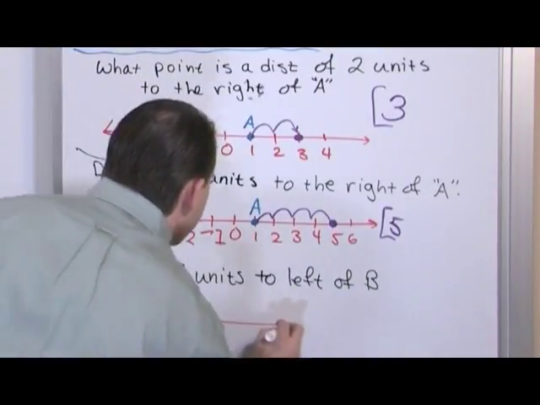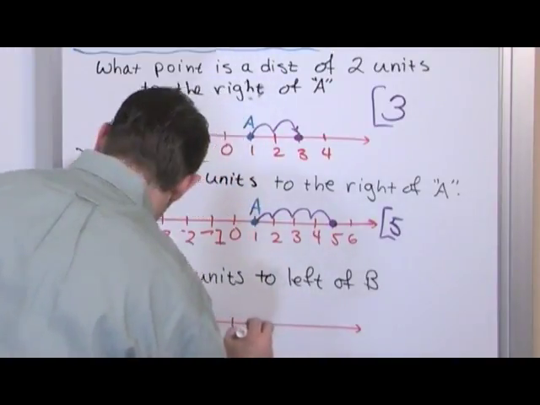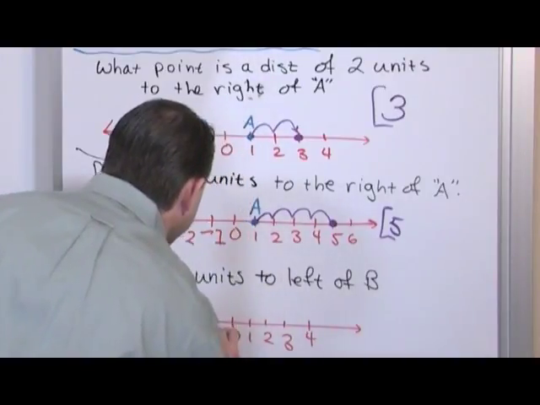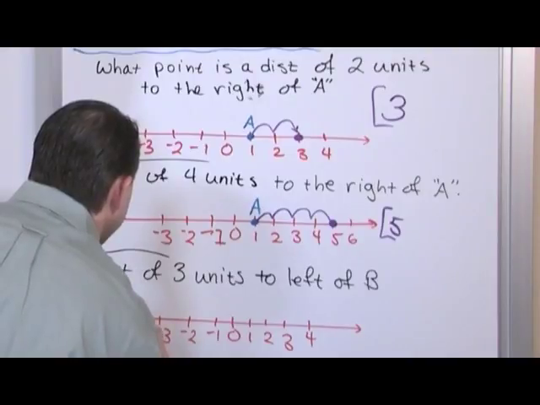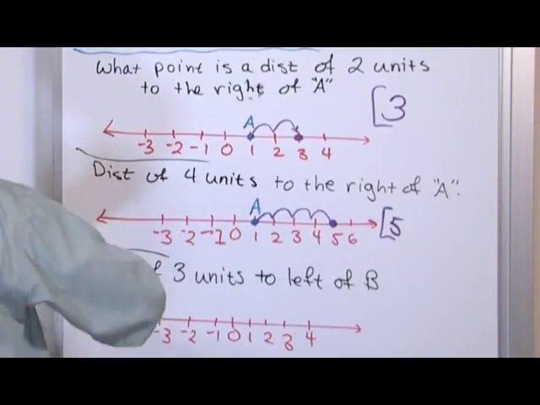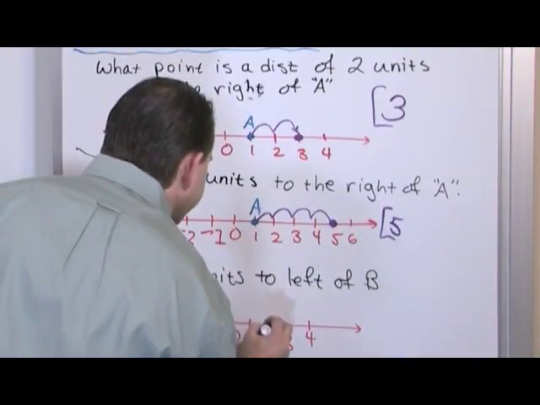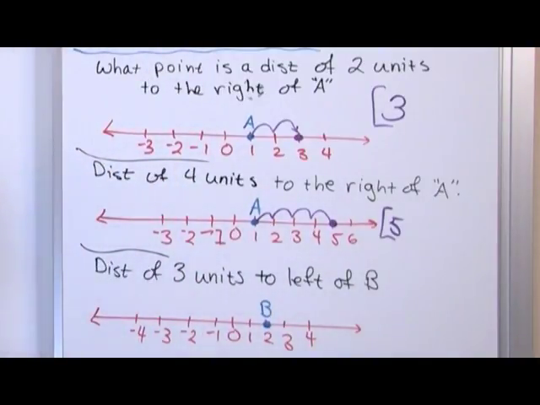Let's say we had a number line given to you on a test. This is 0, 1, 2, 3, 4, negative 1, negative 2, negative 3, negative 4. And let's say that our point B is going to be located right here. So the question is, a distance of 3 units to the left of B.